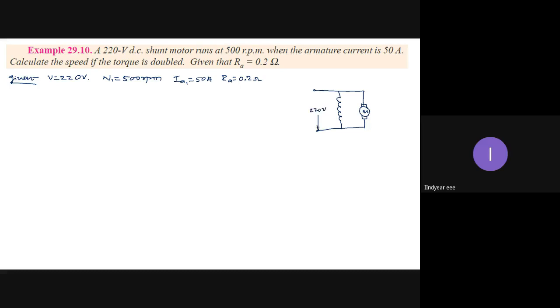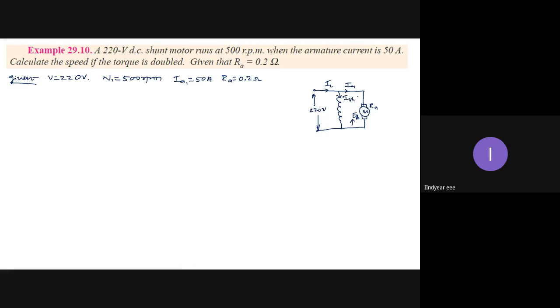This is RA. EB, always EB must be mentioned with a motor. We should not forget that. IA, and this is IL. Now IL is not equal to IA. ISH.